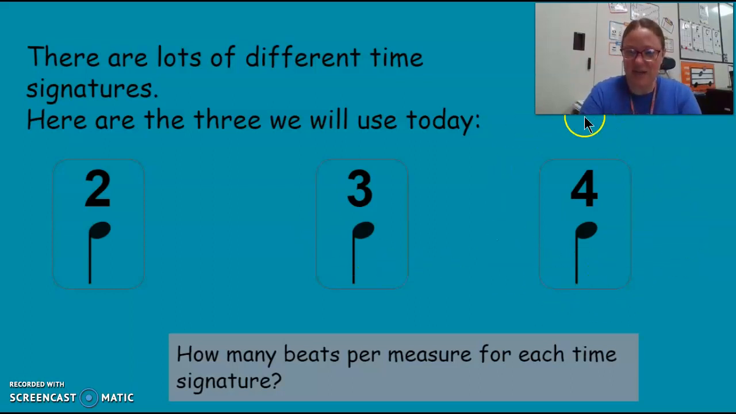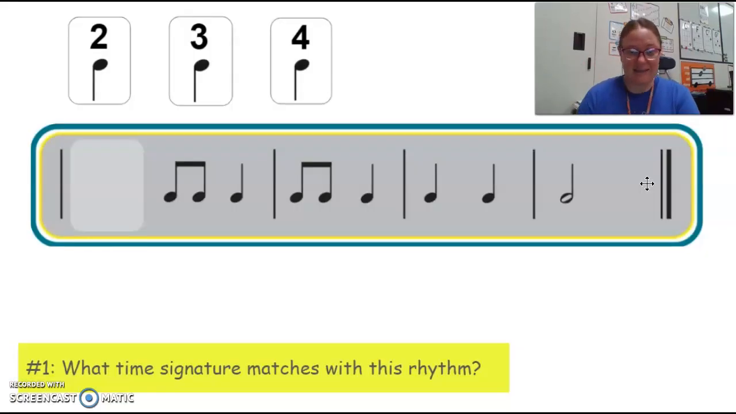Then, here's our last one for today, 4/4 time signature. And that number at the top tells us that there will be 4 beats in each measure. All right, now it's time for you to do some practice figuring out time signatures.